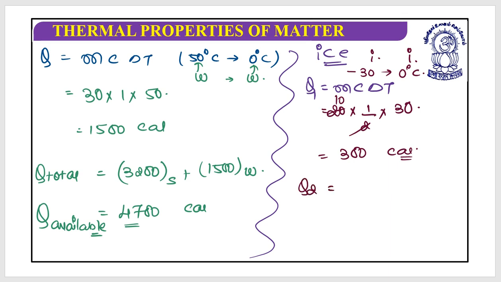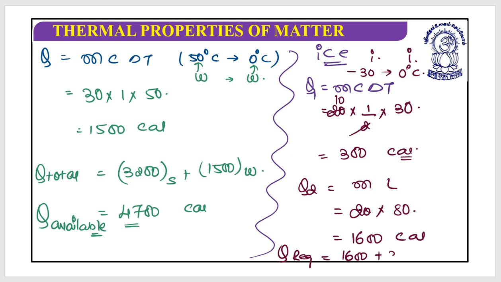And then Q2 is m into L. This Q2 is equal to m into L. This will be 20 gram of ice cubes multiplied by L, which is 80. This is equal to 1600 calorie. So total Q required by the ice is 1600 plus 300, which is equal to 1900 calorie. I hope this is clear. Do I have it available? Yes, definitely, much greater than what is required.